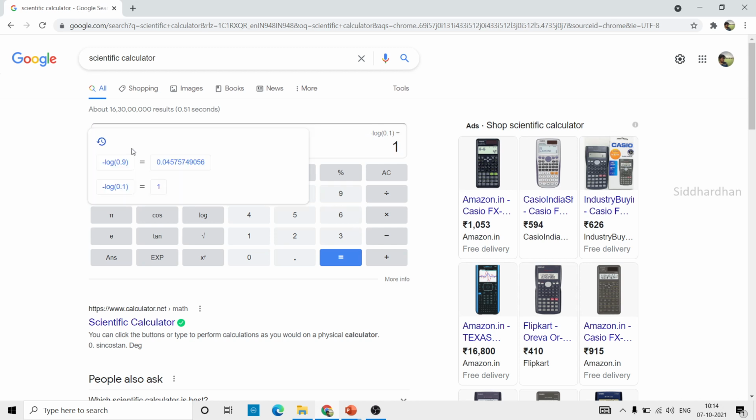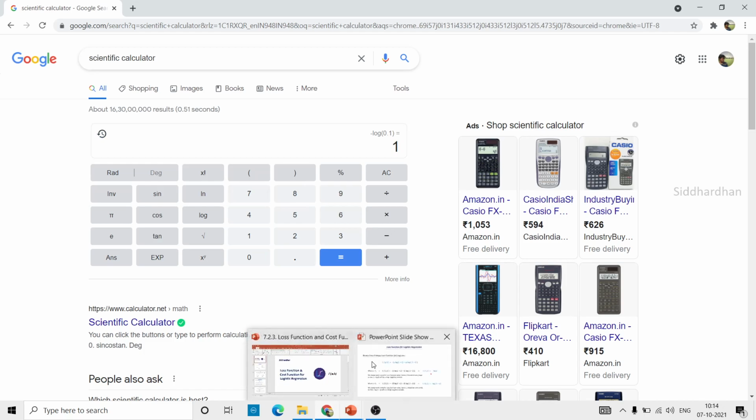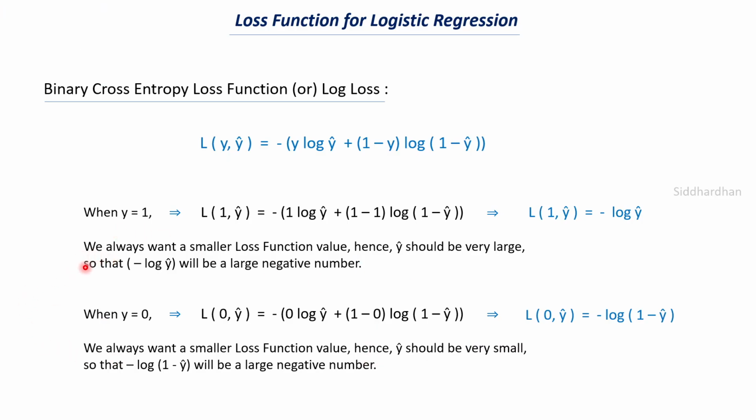Previously we calculated negative log of 0.9. So 0.9 is a larger number than 0.1. These 0.9 and 0.1 represent the y cap value. So whenever you take a larger y cap value, your loss function will be minimum in this case, and whenever you take a small number, your loss function value will be very large. So you can compare these two numbers. This is what I have mentioned in this particular inference part. These two lines are the inference that we get from this equation. So when y is equal to 1, you get the loss function equation like this, and for this equation the y cap value should be very large.